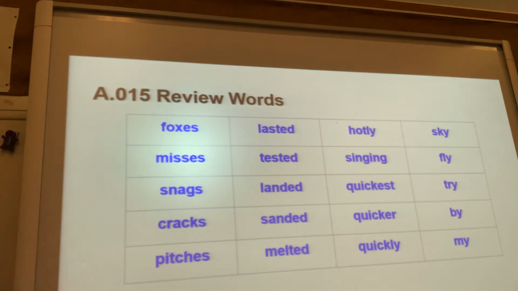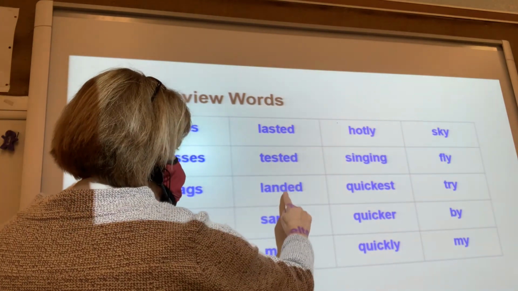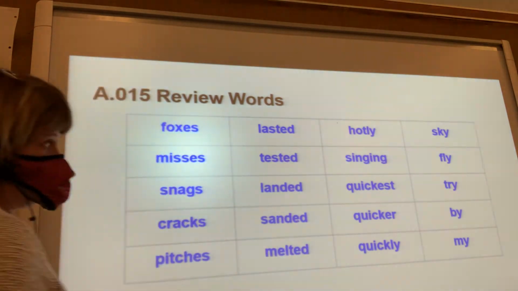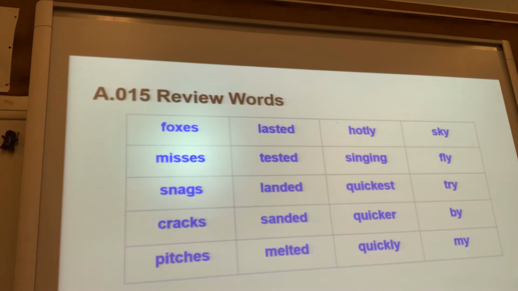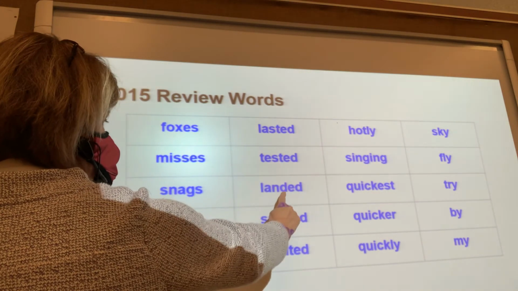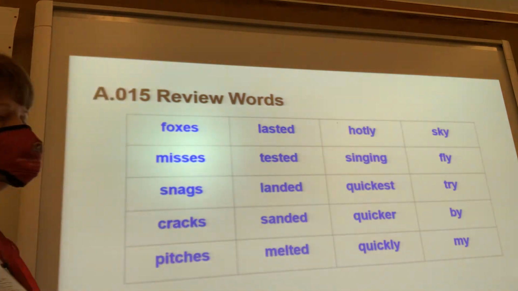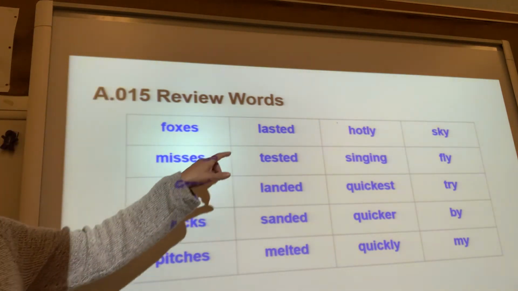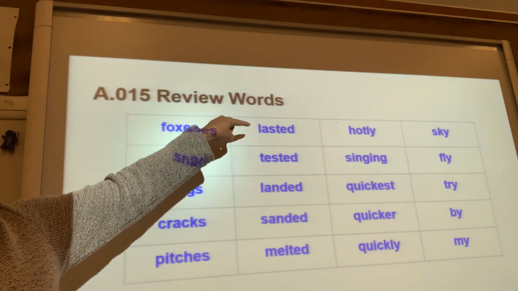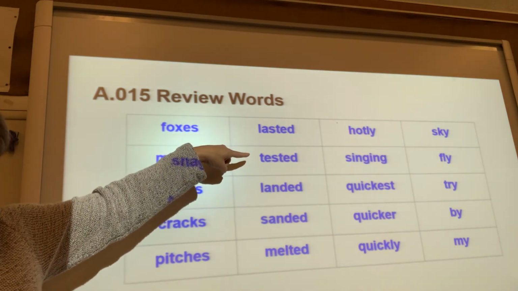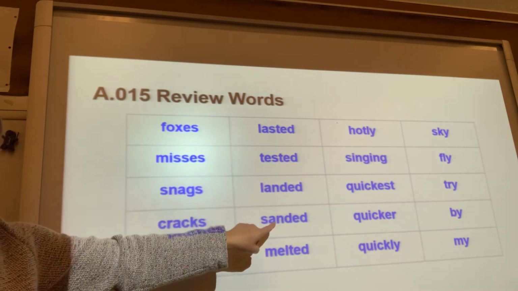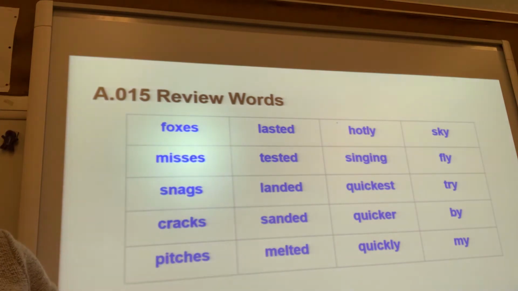All right, let's read the second column. These all have a T or a D at the end of a base word, so we know it's going to say id. Our lesson today is going to talk about a different sound when it makes a T sound at the end instead. But today, because it ends in a T and a D, you know this ed is going to say id, okay? All right, so this would be last id, tested, landed, sanded, melted.